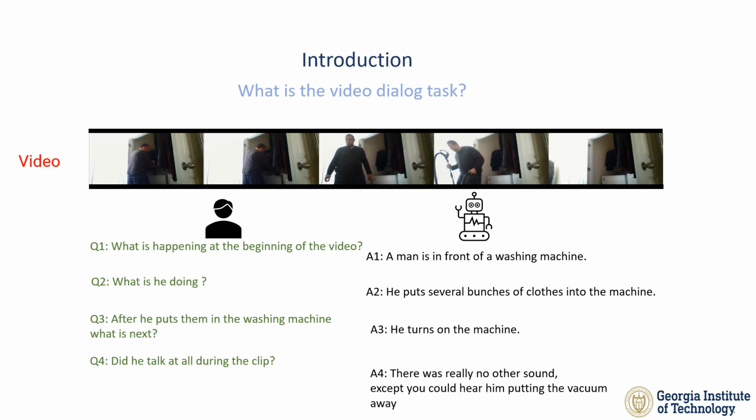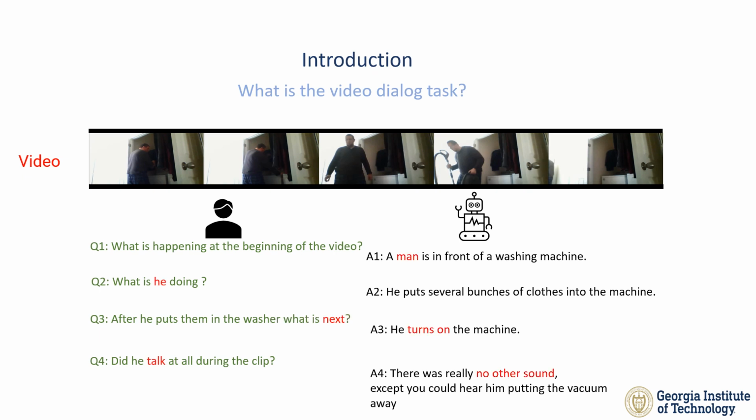The user asks a follow-up question. What is he doing? The agent answers, he puts several bunches of clothes into the machine. The user asks, after he puts them in the washing machine, what is next? The agent answers, he turns on the machine. And finally, the user asks, did he talk at all during the clip? The agent answers, there was really no other sound, except you could hear him putting the vacuum away.